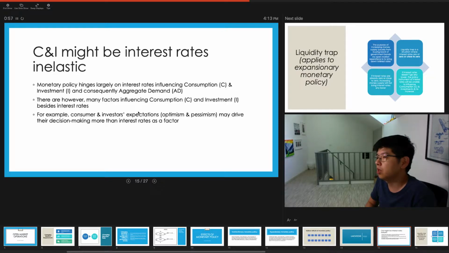So consumer and investor expectations matter, whether they're feeling optimistic or pessimistic. What if you cut interest rates, trying to encourage consumption and investment, but people are feeling so pessimistic that they say, even with a lower interest rate, I don't want to consume more, I don't want to invest more. In this case, consumers and investors are not motivated by interest rate changes. In other words, they don't respond to interest rate changes. Then monetary policy would not be a very useful tool. So that is one of the key limitations of monetary policy.